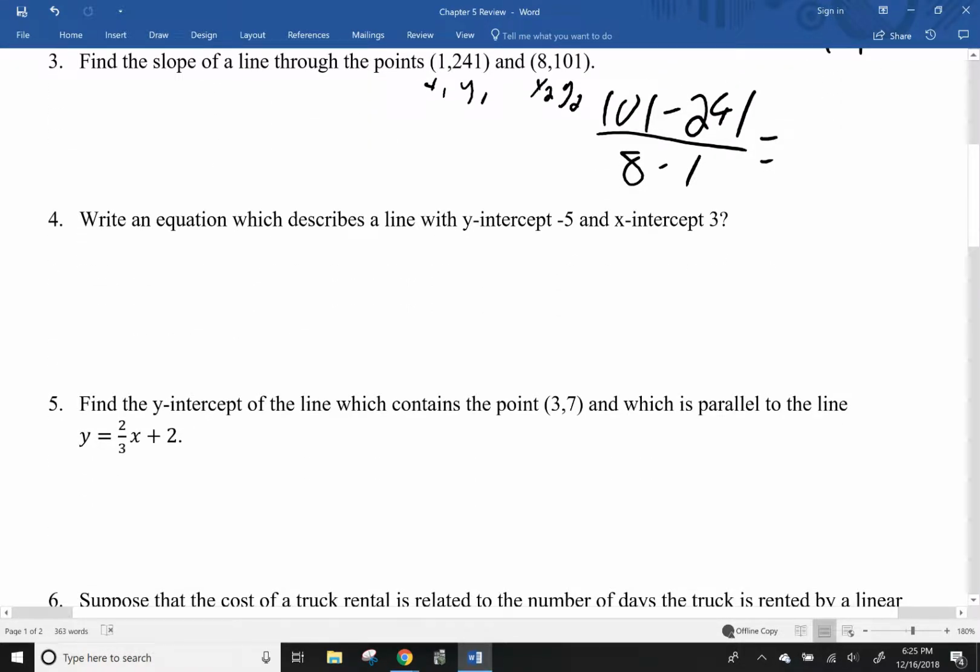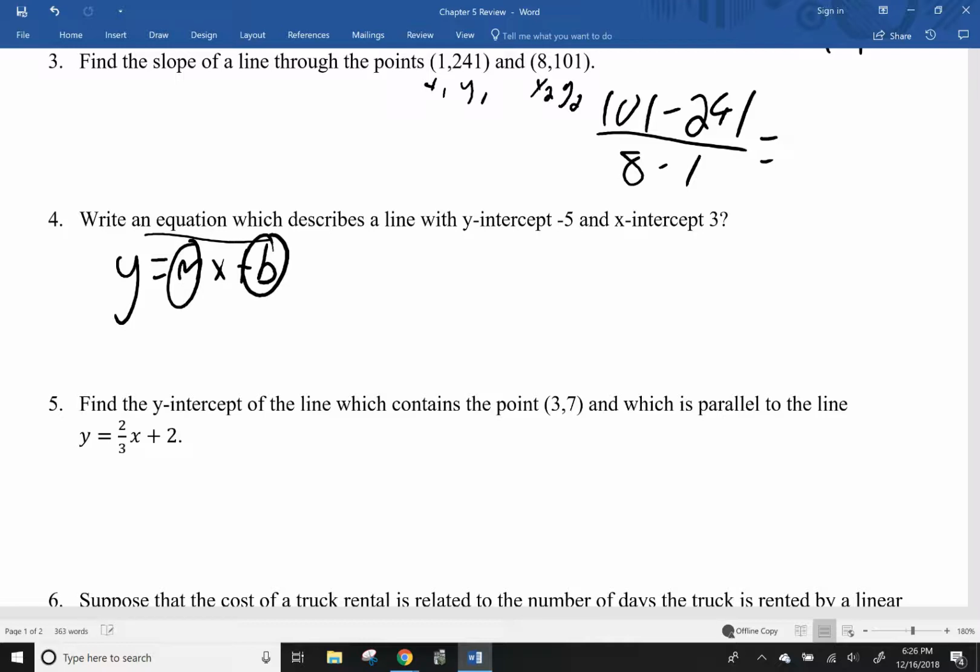Number 4, write an equation which describes a line with y-intercept -5 and x-intercept 3. So remember, an equation is y equals mx plus b. So I need two things. I need m and I need b. Well, remember, m is slope, b is y-intercept. Now, I already know y-intercept is -5, so I know that I'll have y equals something x minus 5.